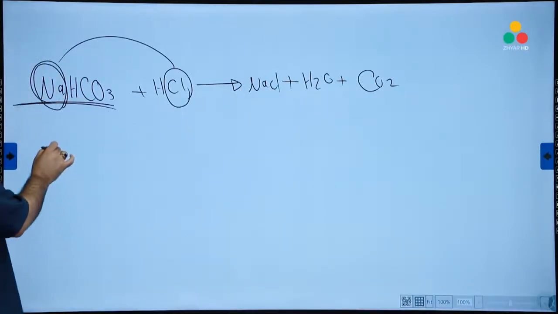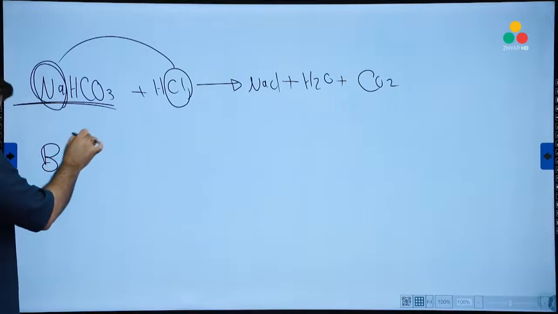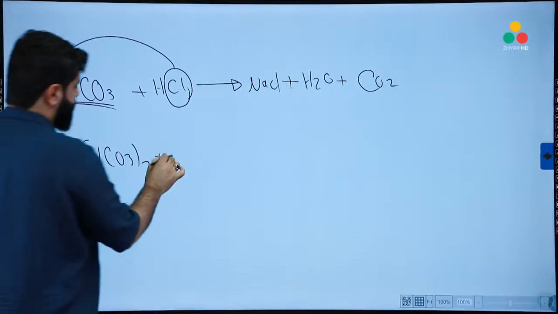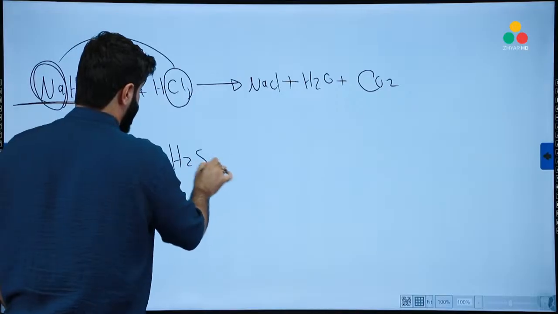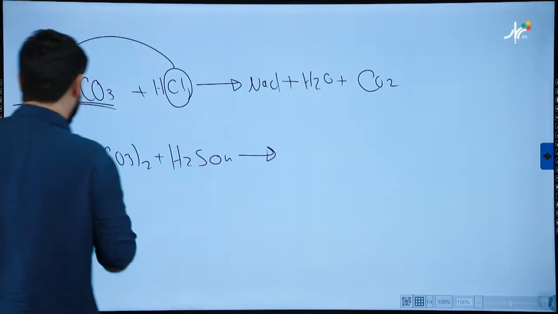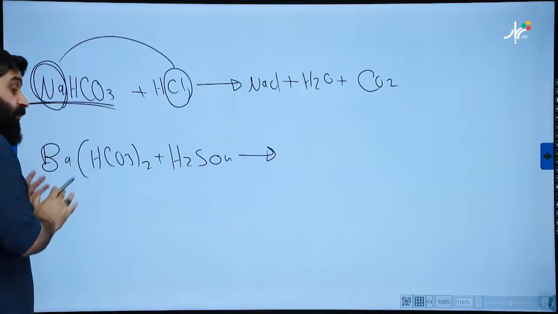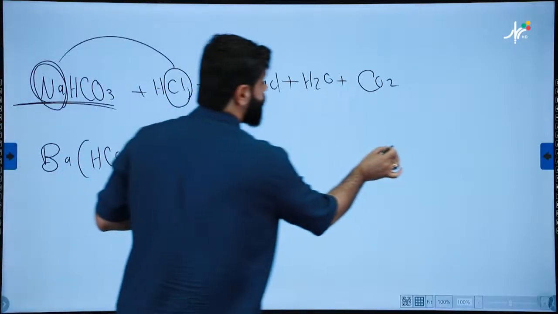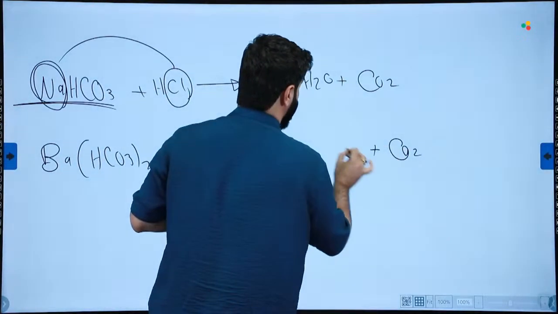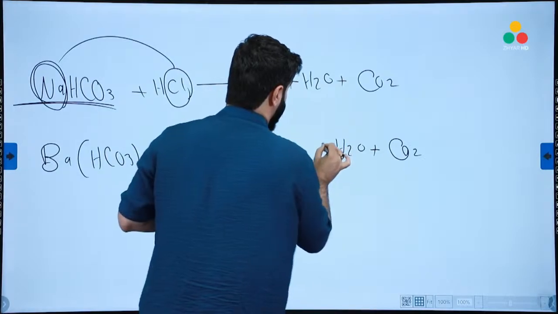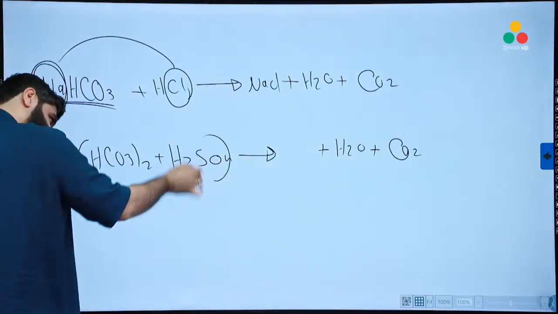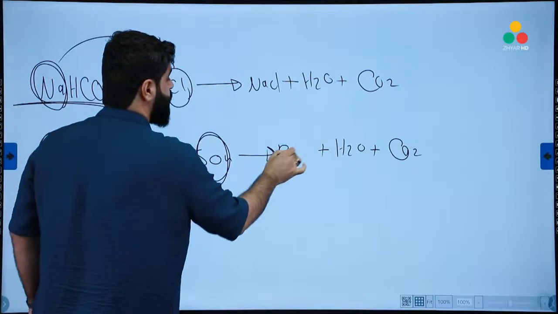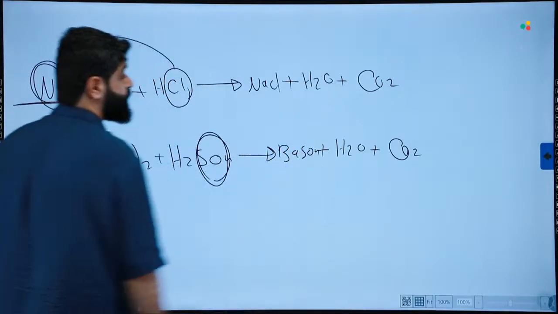Another example: Ba(HCO3)2 plus H2SO4. This is barium bicarbonate or barium hydrogen carbonate plus sulfuric acid. As I said, always write what? CO2 plus H2O plus the salt. For the salt, take the negative part of the acid with the positive part of this. It will become BaSO4. Nice.